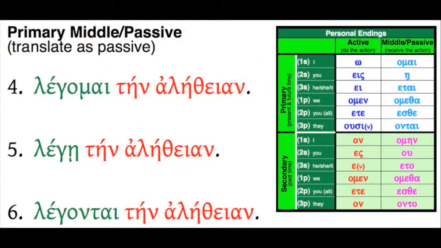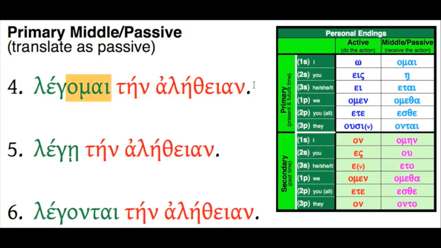All right, well, let's attach some middle passive endings onto some verbs here. Let's remind ourselves of the middle passive endings. Omai, e, etai, ometha, esthe, ontai. All right, so what if I said legomai ten aletheian?